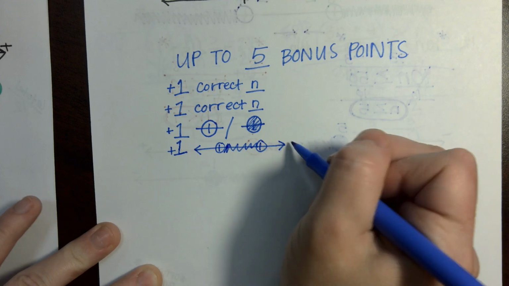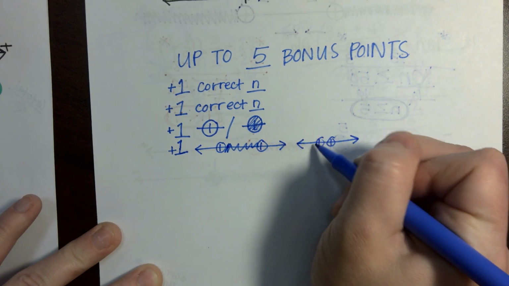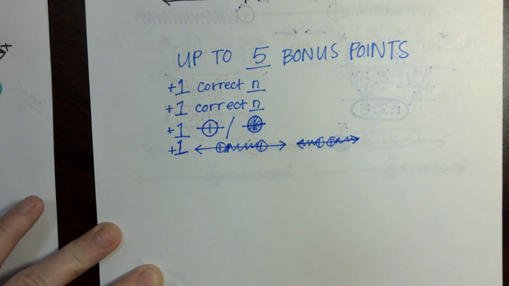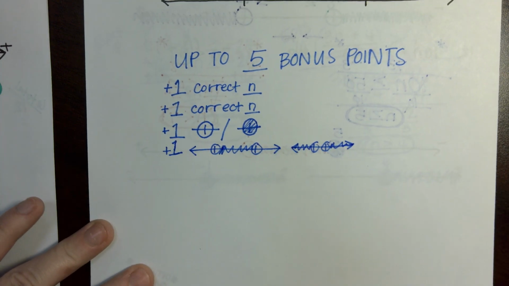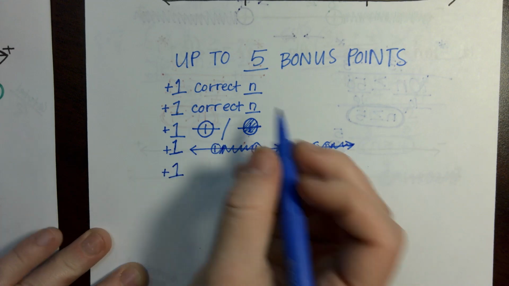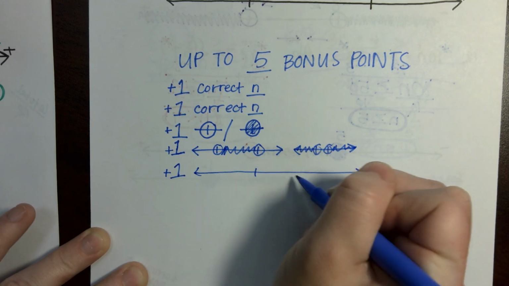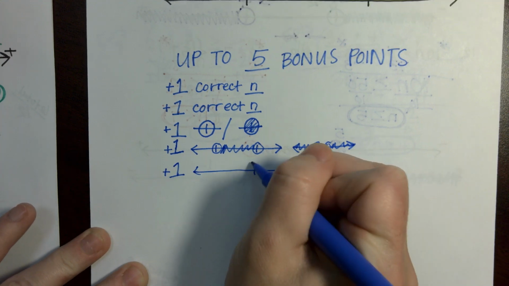So either like this or like this. One of those 2. And your fifth bonus point is just for having numbers labeled.